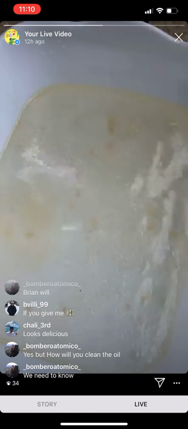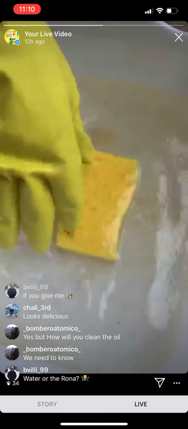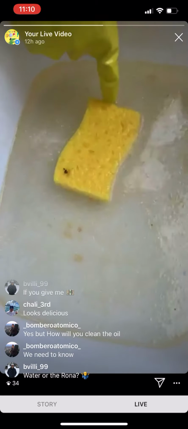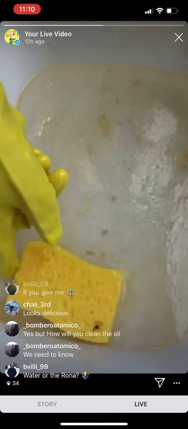So we have a question. How do we clean out the oil? Yeah, that's a good question because it's really hard. Maybe let me see if I put the sponge in, if it'll soak some of it up. You see how hard it is to clean the oil?